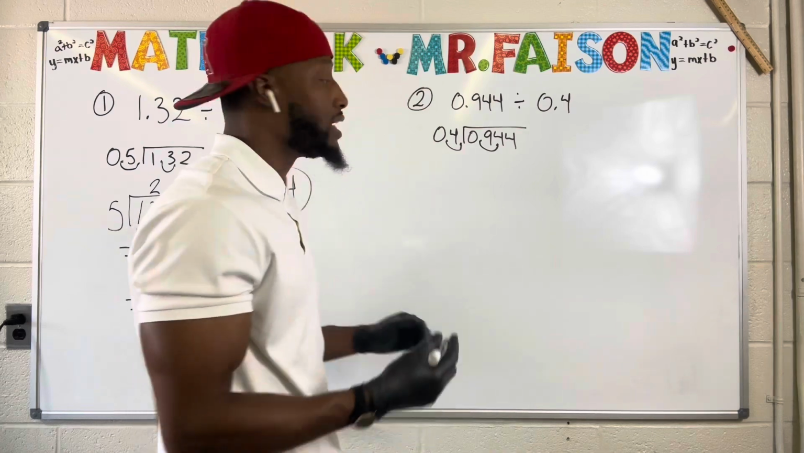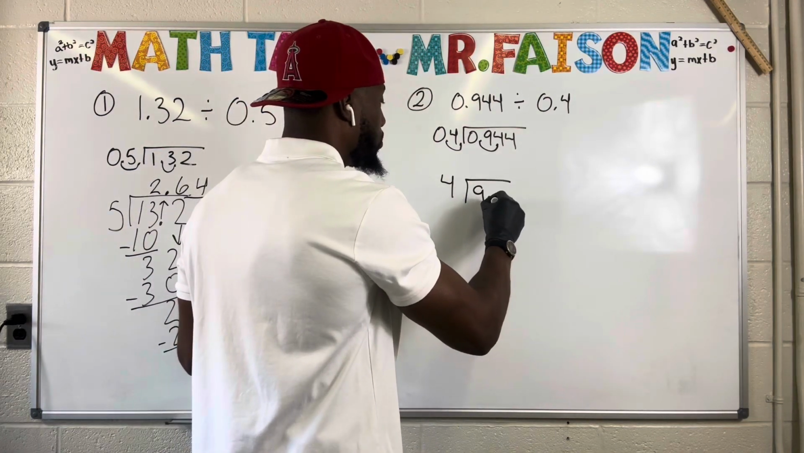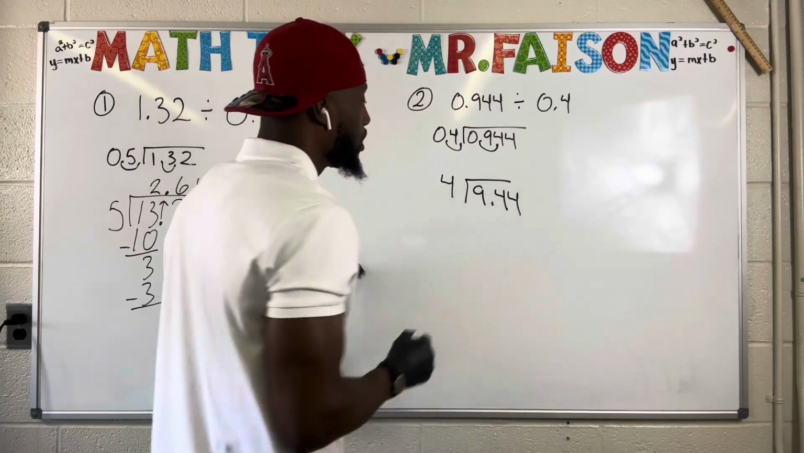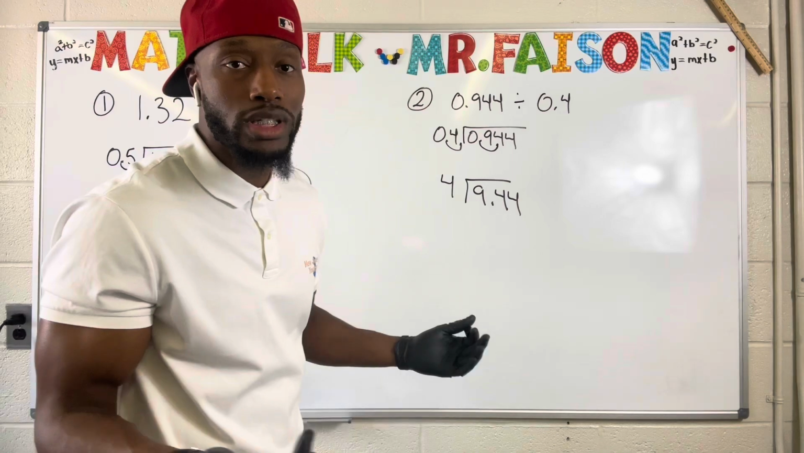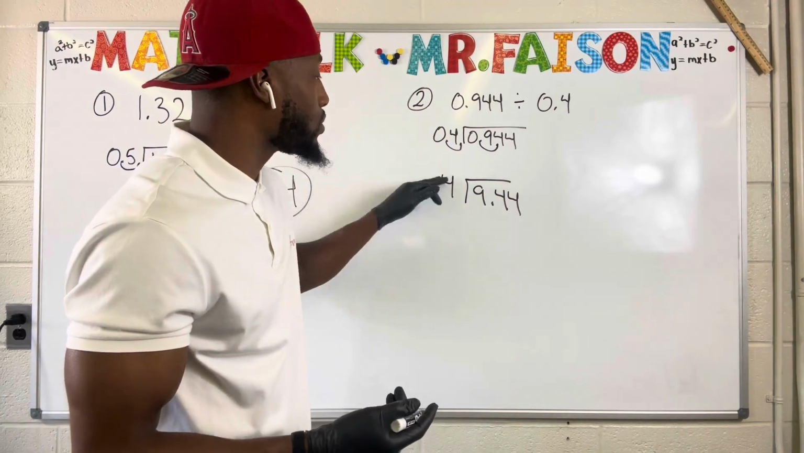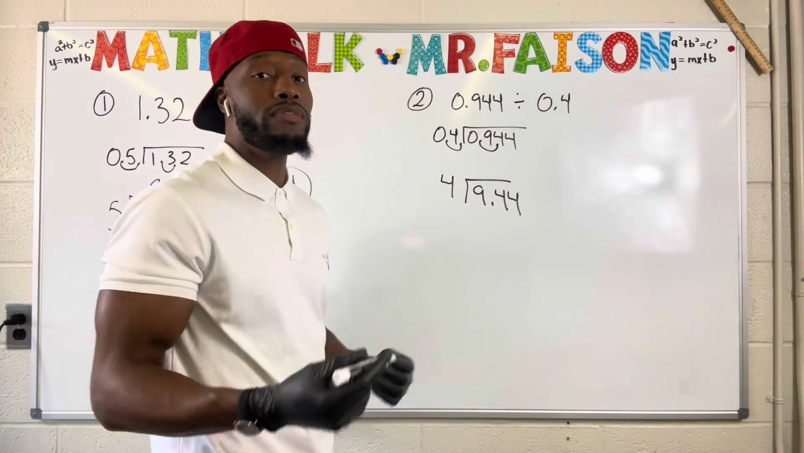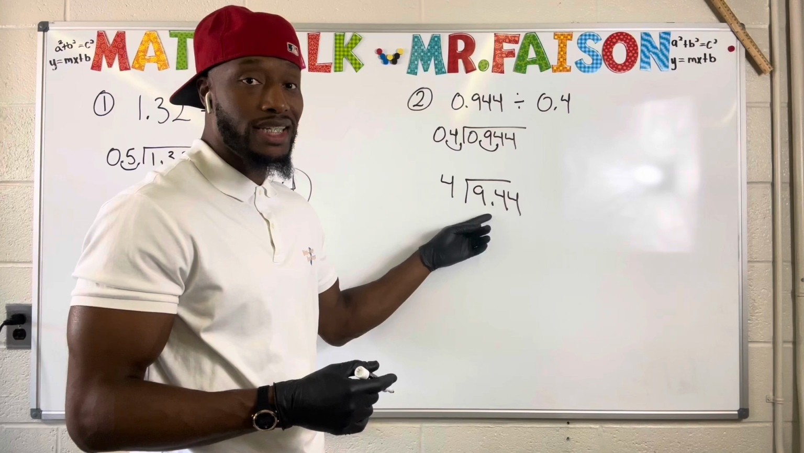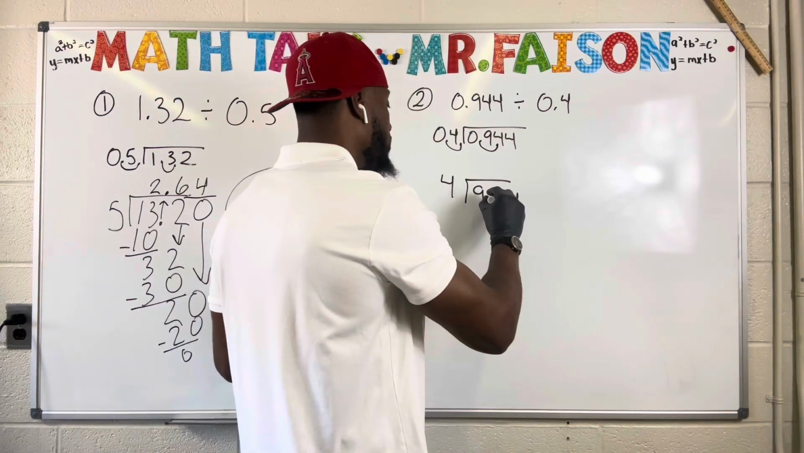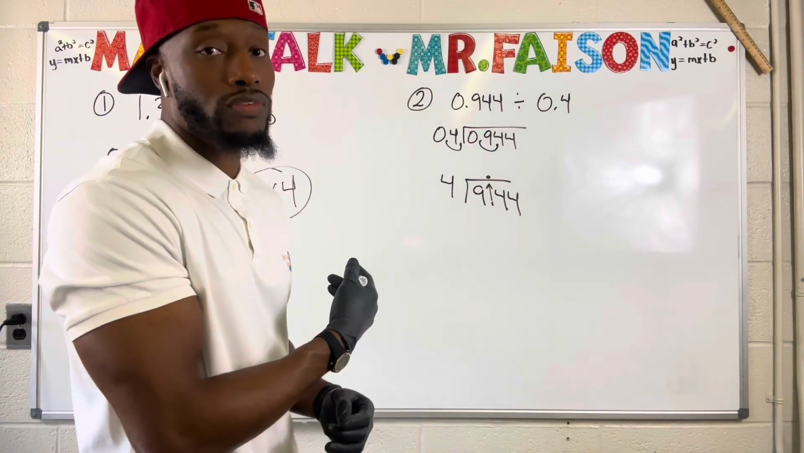Now I'm going to rewrite it. So I have 4, 9.44. And also, if you notice, I removed the zeros because when you see whole numbers, you'll never see a whole number written with 0.4. I don't have to write 0.9. I don't have to do that. Okay, now that we have this new problem, the first thing we need to do, now that we see we have a decimal just on the inside, we bring that decimal straight up and put that decimal right there. Now I can proceed to start solving this problem.